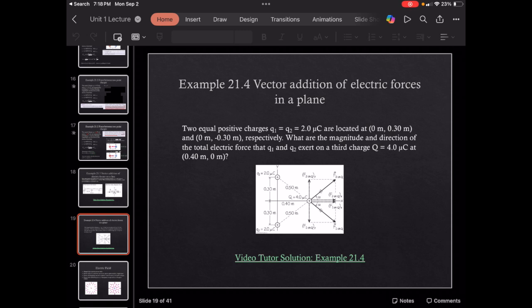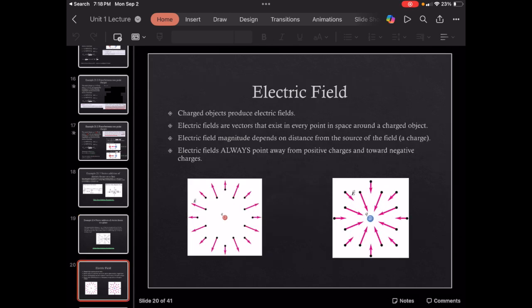And so now what we're going to do is we're going to still kind of talk about force, but we're going to talk about it in a roundabout way, if you will. I want to introduce the concept of the electric field.